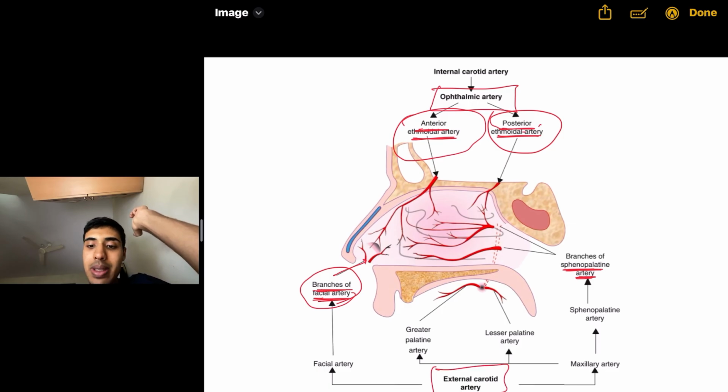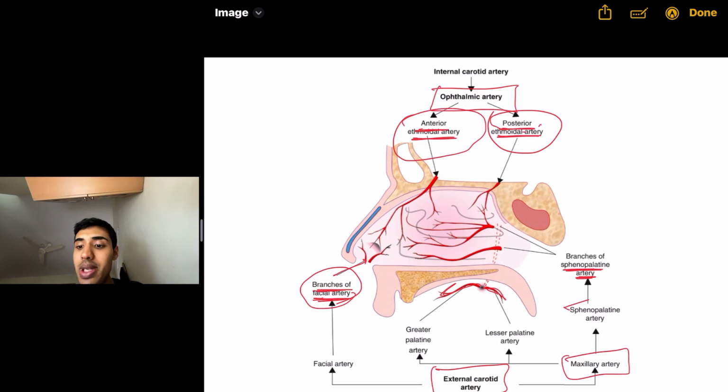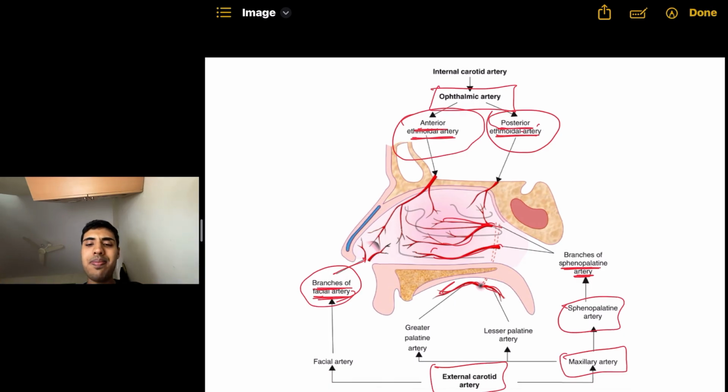Similarly, you have the greater palatine artery, lesser palatine artery, branches of the maxillary artery. Of the maxillary artery branches, you also have the sphenopalatine artery, which gives rise to its own branches. So from the top, you have branches of the internal carotid artery, giving rise to the ophthalmic artery, then giving rise to anterior ethmoidal and posterior ethmoidal. Then from below, anteriorly you have the branches of the facial artery, and you have greater palatine, lesser palatine, and branches of the sphenopalatine artery, all of which are branches of the maxillary artery. So all of that is from the external carotid artery. So very, very similar to the nasal septum.